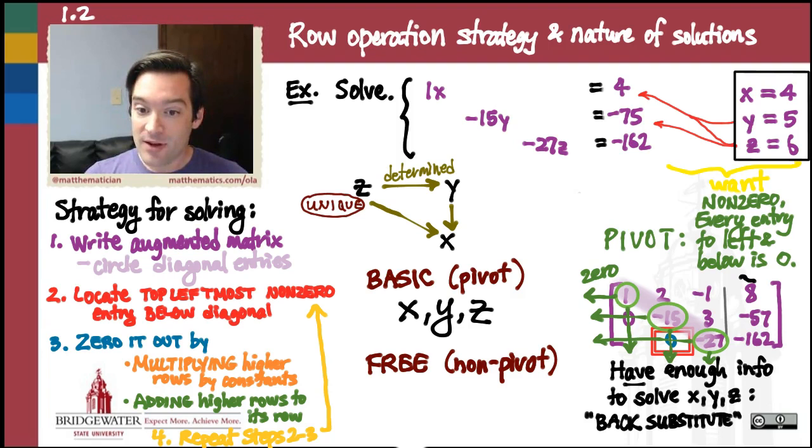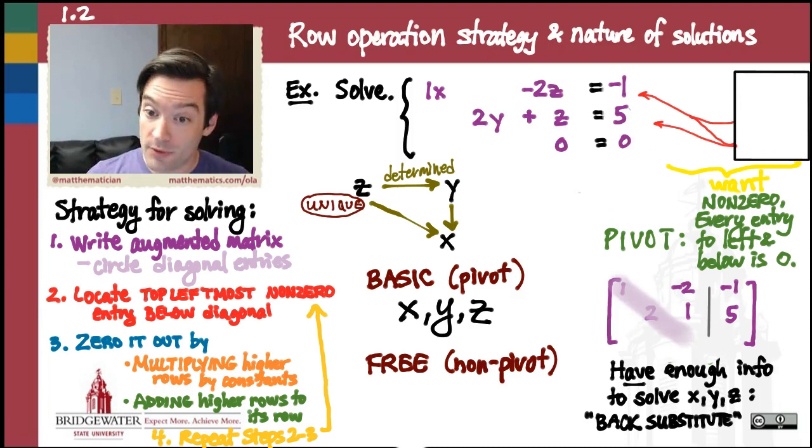So x, y, and z are all basic variables in this example, because their values are strictly determined for us, that there's no latitude for us or for the forces of the universe to choose different values for x, y, and z, that the values that we got at the end were completely determined by the system that we started with in the beginning. So all of x, y, and z are basic variables in this example.